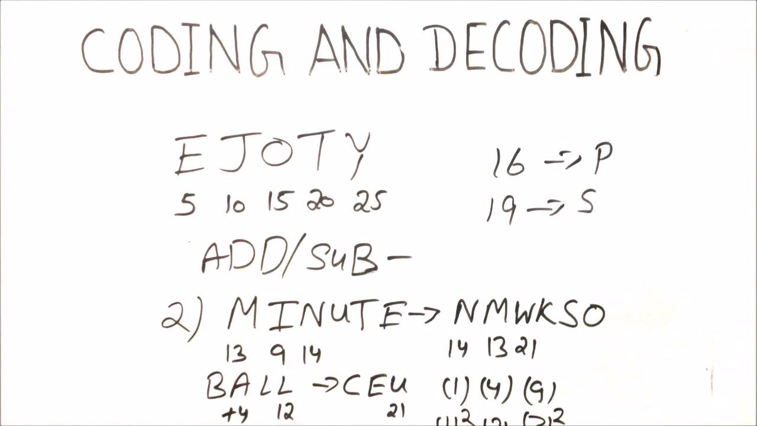So what we will do is, after Z, we will start again with A and B. L comes at 12th, we add 14 to that and reach 26. After that we need to add 2 more, so here we come to B. So the code for the word BALL is CUEB.